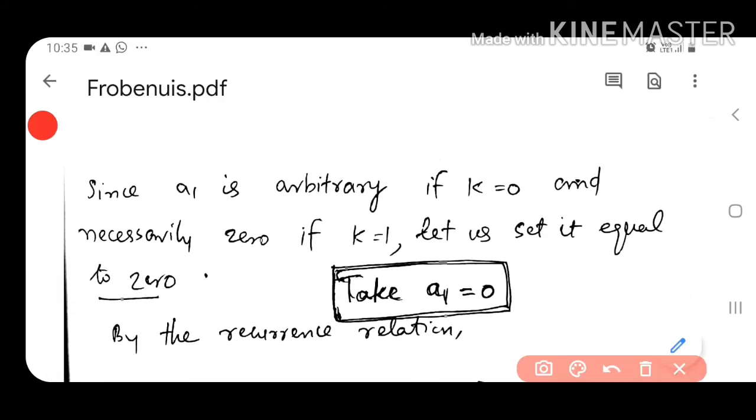Now we know a1 is arbitrary if k is 0. In the second step we had said a1 is arbitrary if k is 0 and it is necessarily 0 if k equal to 1. Now let us set it as equal to 0. So we are taking a1 as 0, because a1 is 0 when k is 1. For k equal to 0, we don't know the value of a1. It is arbitrary. So we are choosing a1 as 0.